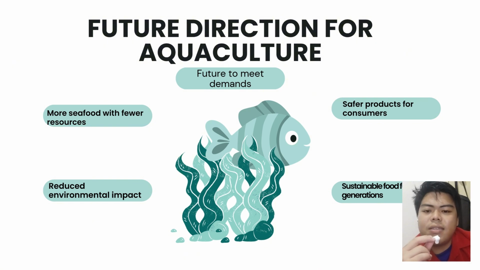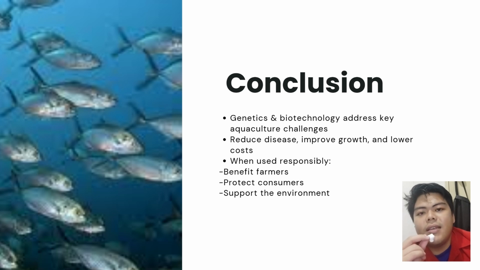Biotechnology is supporting a more sustainable food system, so that one can feed future generations without destroying nature. In conclusion, genetics and biotechnology are revolutionizing seafood production in our world by addressing the key issues I have mentioned: growth rate, disease, and environmental stress. When all of these issues are prevented and solved accordingly, we can have a proper solution for farmers, consumers, and the environment alike.